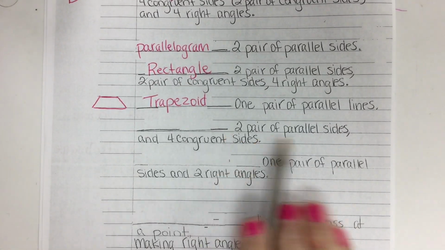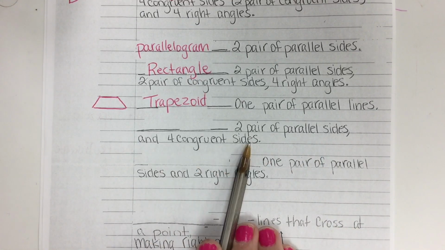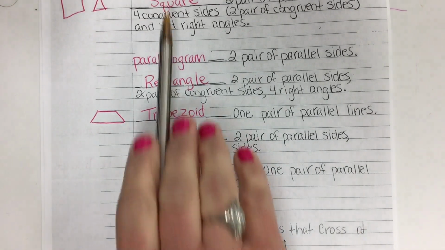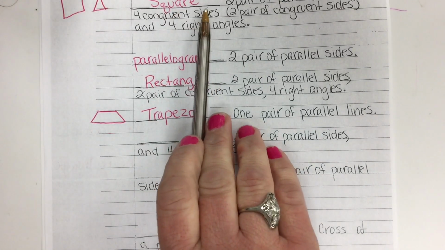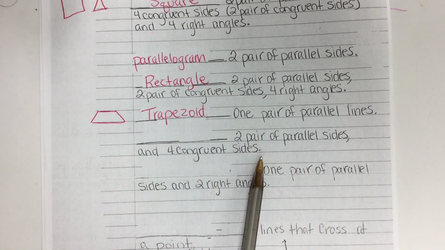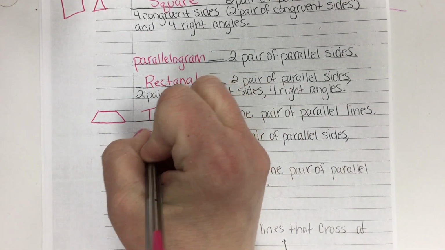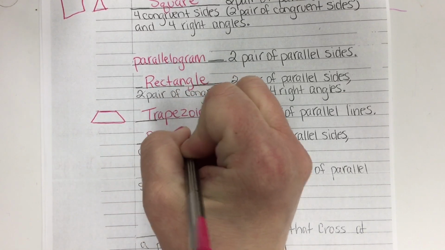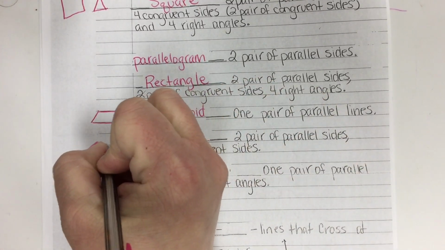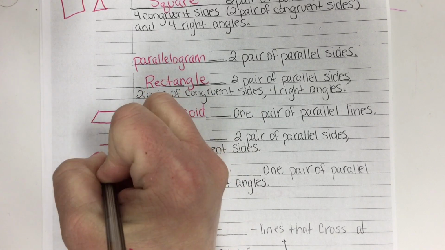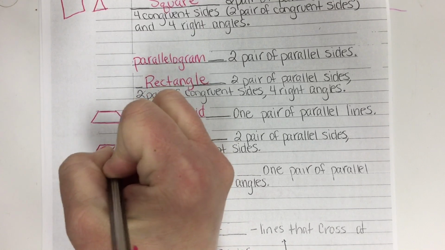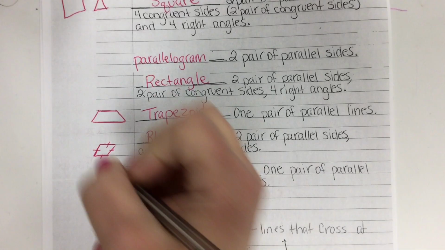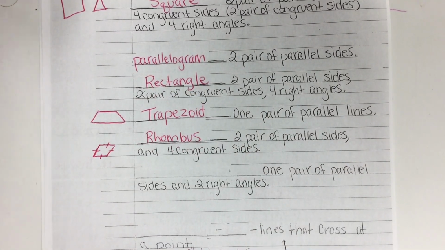All right. Two pair of parallel sides, and then four congruent sides. So the square has four congruent sides, like this one. And then it has two pair of parallel sides, but it doesn't say anything about the angles. So what would that one be? That one was your rhombus. Okay. Remember, your rhombus has four congruent sides, just like a square, but it looks like somebody sat on it. It's not good, but you get the point. Okay, it's like a square that has been squished.